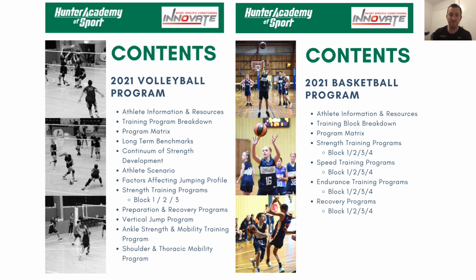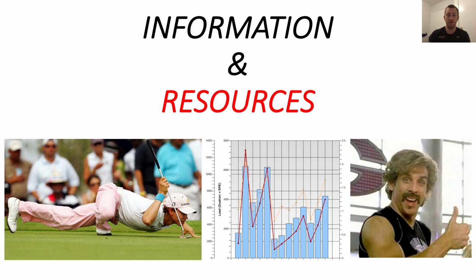The first section is information and resources. The second section is education material. And the third section is a number of different exercise programs. Each sport, however, has its own different sections and different types of programs geared towards the specificity of that individual sport. So the first section to run through is information and resources.